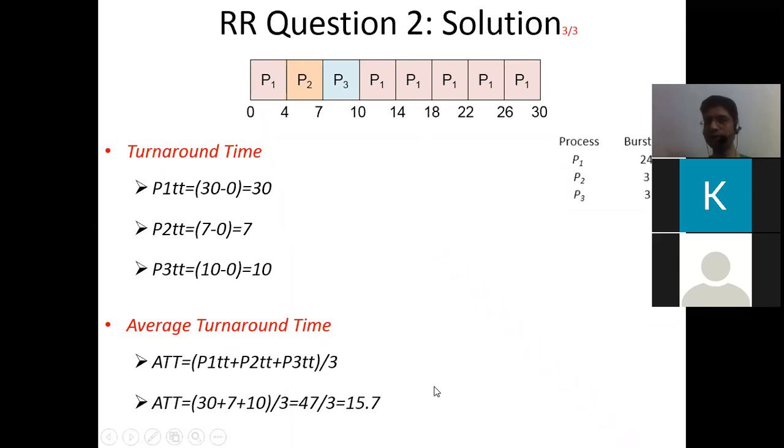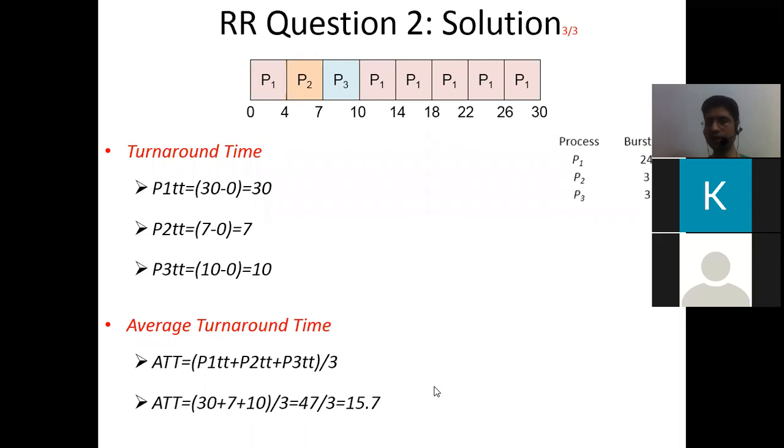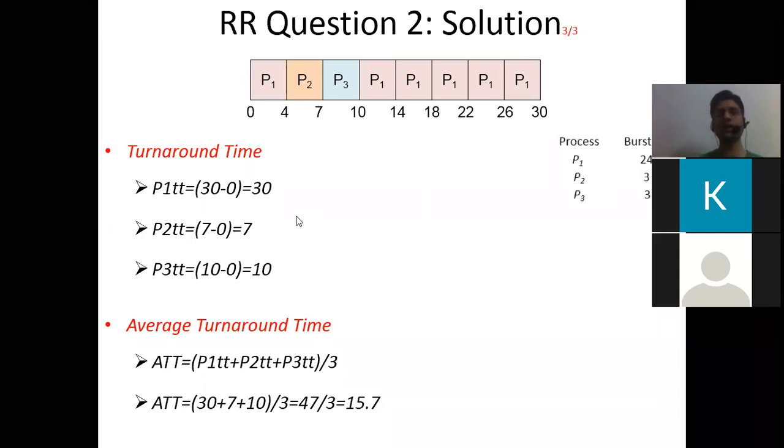How did you calculate 17 unit time? Krishna, what was your reasoning? You have written average turnaround time as 17 unit time. Okay, no issue. So here you can see turnaround time is simply completion time minus arrival time. Completion time of P1 was 30, arrival time was 0. So the answer is 30. Similarly for P2, 7 minus 0, 7. So this is how we calculate the turnaround time for round robin.